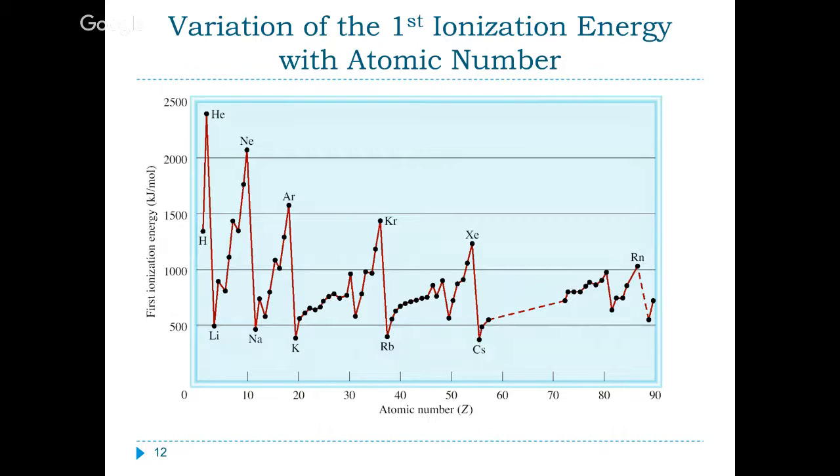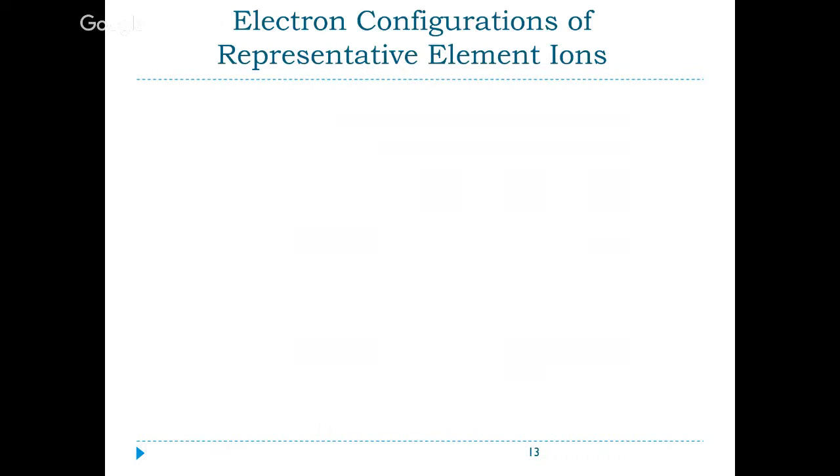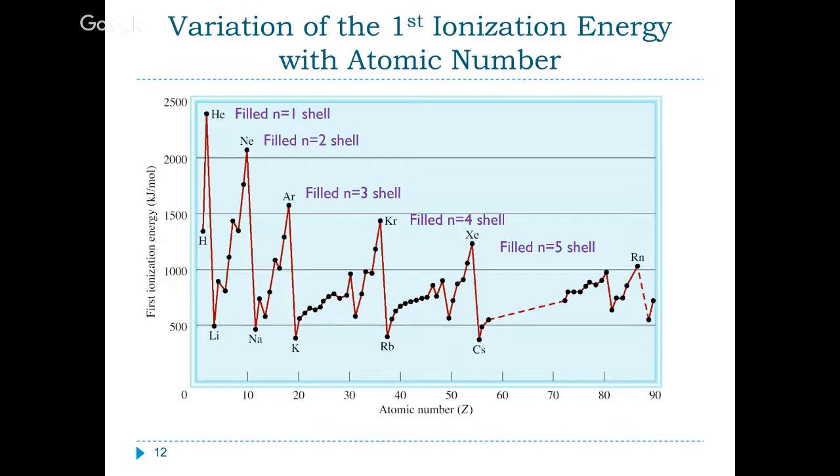They want to gain them to become more stable. So, as I said earlier, our noble gases have completely filled shells. That's why they're the most stable, and that's why they don't want to lose electrons. So what's our general trend here that we can look at?